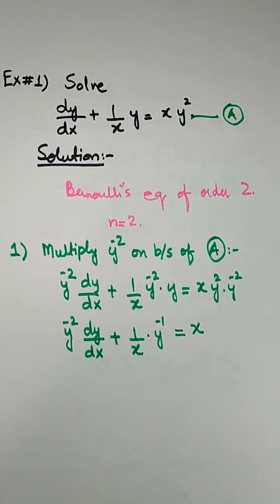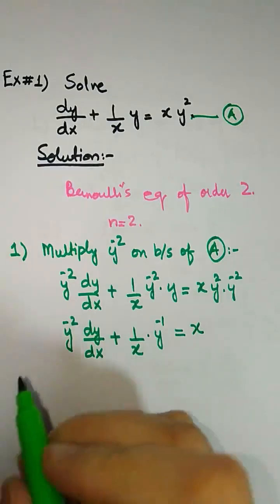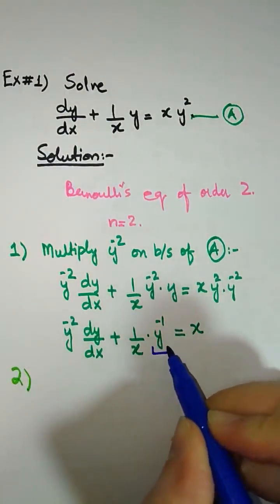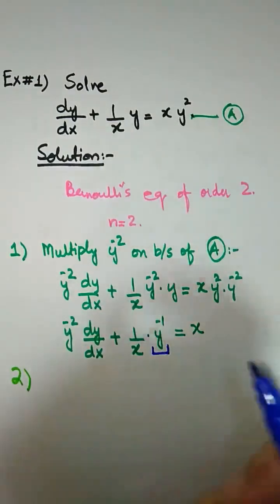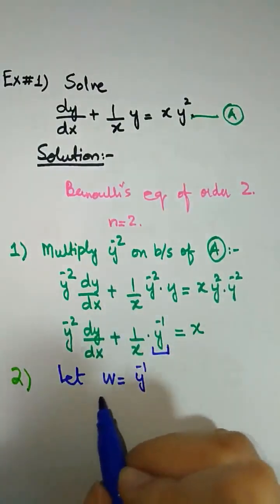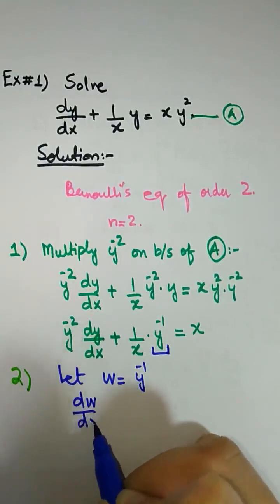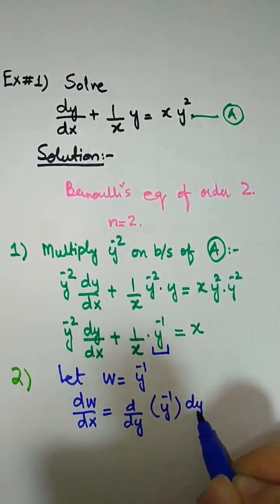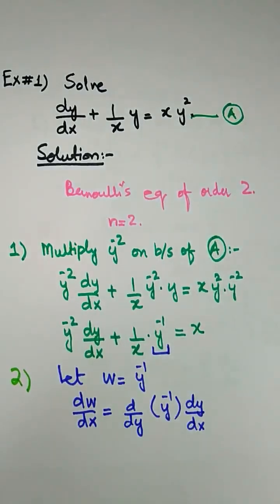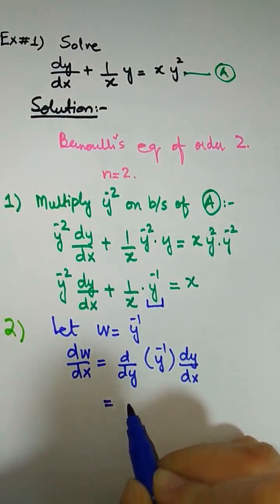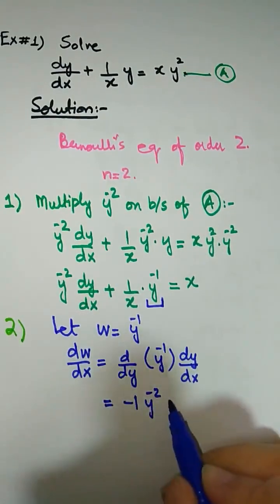So in the next step, you have to select this y along with the p of x that we are concerned with. So let w be y to the power minus 1. With respect to that, dw by dx must be equal to d by dy, chain rule, of y to the power minus 1 dy by dx. Okay, and then minus 1 y to the power minus 2, power rule, dy.